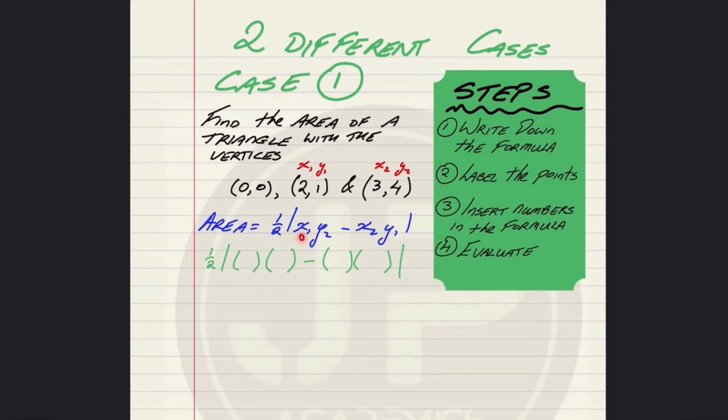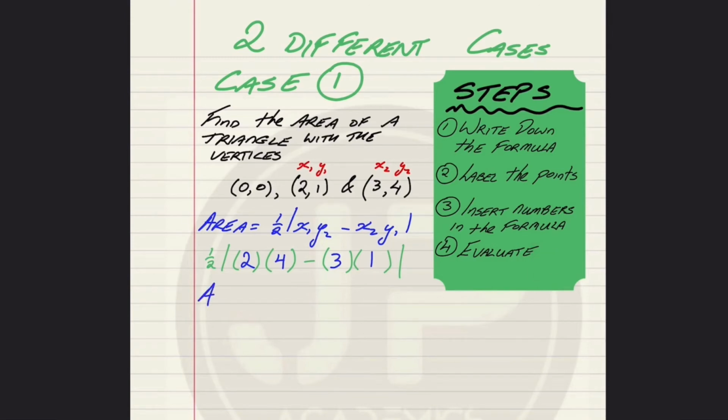Now it's time to put the correct numbers in. So x1 is going to be 2, so 2 goes into this point. y2 is going to be this number, so 4 goes in here. This bracket is for x2, so x2 is the number 3. And the last bracket is for y1, which is 1. So I'll put a 1 in here. Now as you can see, we've got 3 steps done already, so it's now time to evaluate the whole question.